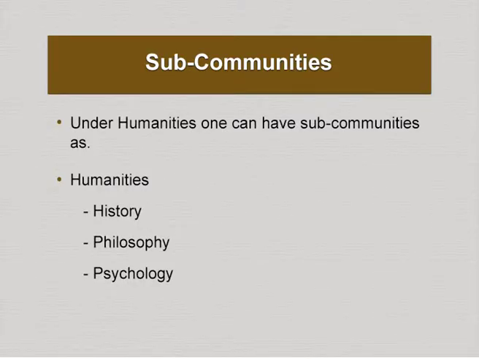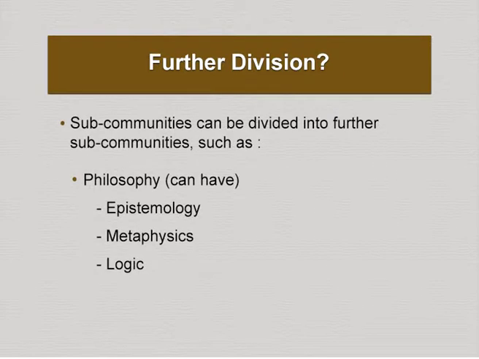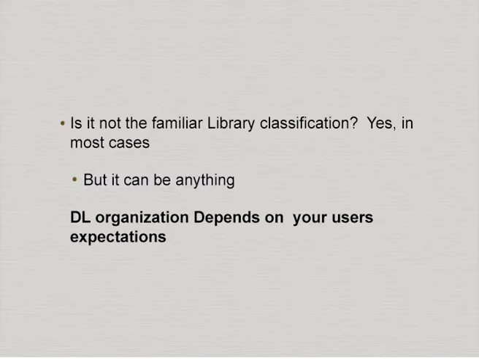Again, to come back to the examples of sub-communities, under humanities one can have sub-communities like history, philosophy, psychology. Then further subdivision, philosophy can be further subdivided into epistemology, metaphysics and logic. So, it is much like library classification. I think probably the people with library science background must have got a hang of how the communities, collections and sub-communities are organized. So, digital library organization depends on your users' expectations rather than anything else.